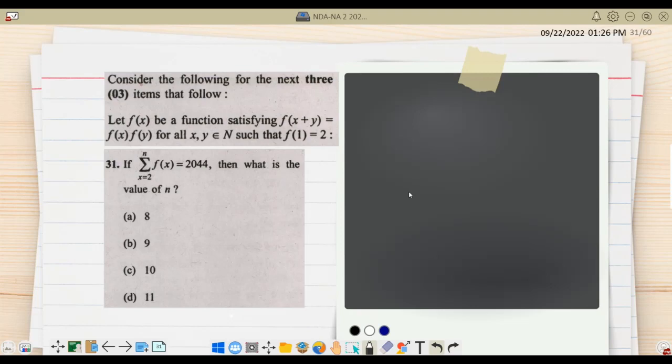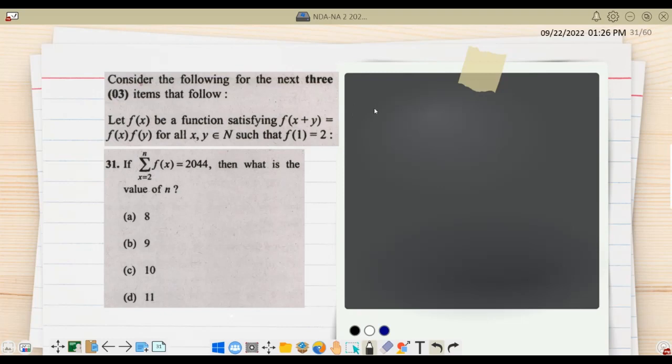Consider the following statement. Let f of x be a function satisfying f of x plus y equal to f of x into f of y for all x, y belonging to natural numbers, such that f of 1 equals 2. If the summation x equals 2 to n, f of x equals 2044, then what is the value of n? This is a very simple problem, to be frank, and we're going to solve this.